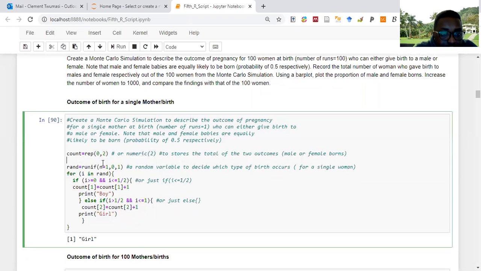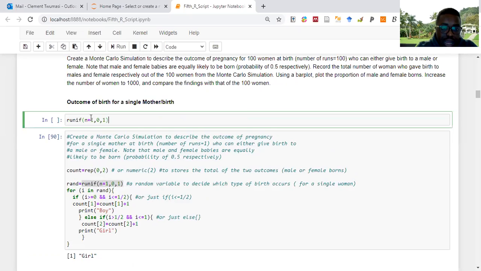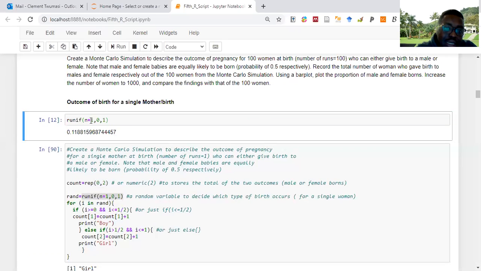So here I'm not saving the outcomes, but rather saving how many instances female birth occurs and how many instances male birth occurs. That's why I needed to create a vector of just size 2. Now, the most important thing is something called the uniform random variable, which is what we are using. If I run this, you realize that it is simulating values between 0 and 1. Anytime I run it, I get a certain probability.